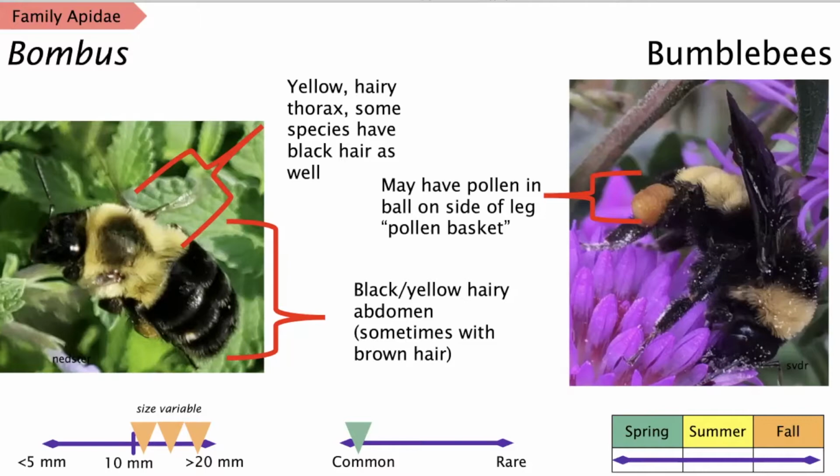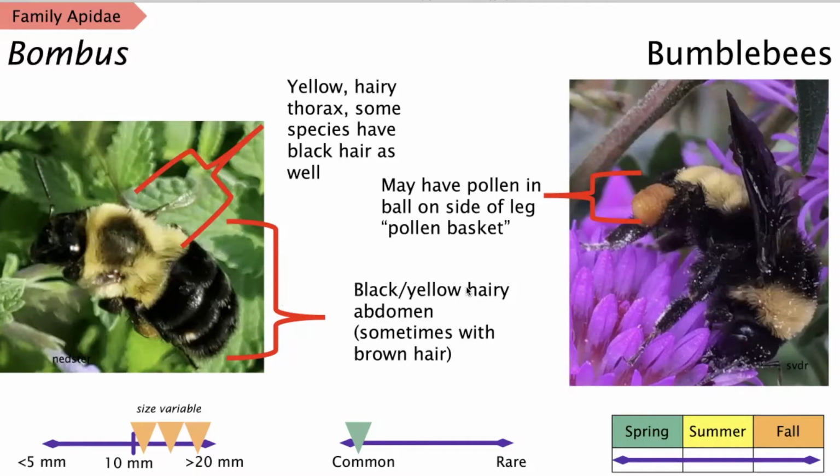Bumblebees are going to be some combination of yellow and black. It really varies based on the species. But if it's a female and it's collecting pollen, it's going to have a pollen basket on its hind leg.